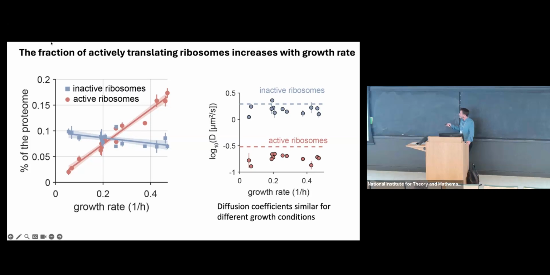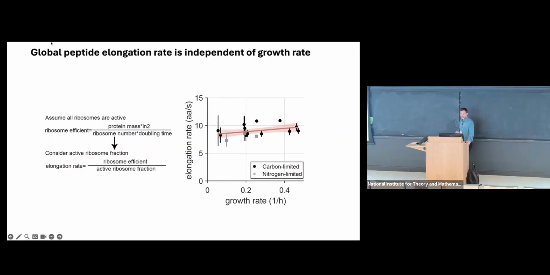The diffusion doesn't change that much with the growth rate. A lot of people are really interested in these physical properties of the cytoplasm, so let's put that up there for them. From this, now that we know the number of active ribosomes and the total protein synthesis rate, we can divide a couple of numbers and get the elongation rate, in terms of the average amino acids per second that these ribosomes translate, as a function of growth rate. And it's pretty flat. It's about 9 amino acids a second.